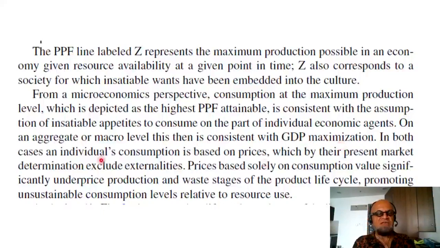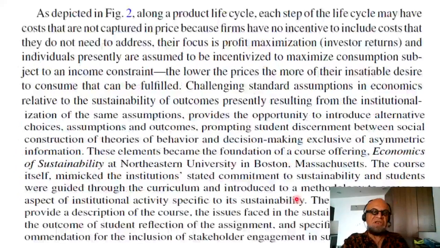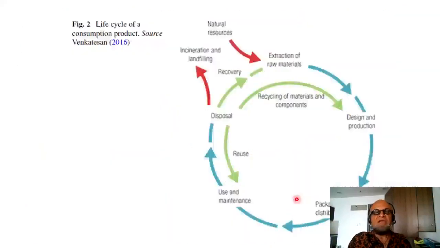In both cases, an individual's consumption is based on prices, which by their present market determination exclude externalities. So you're assuming all the resources are available and are not limited by anything like a supply chain coming from outside and so on, which are externalities. Prices based solely on consumption value significantly underprice production and waste stage of the product life cycle, promoting unsustainable consumption levels relative to the resource use. So basic sustainability ideas.